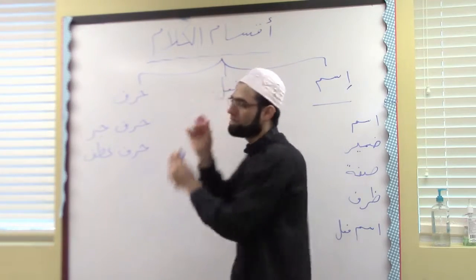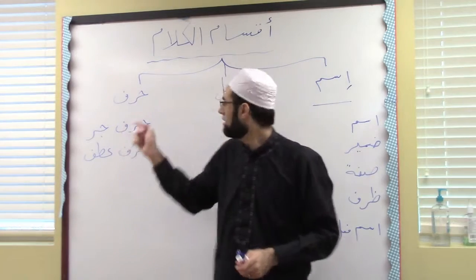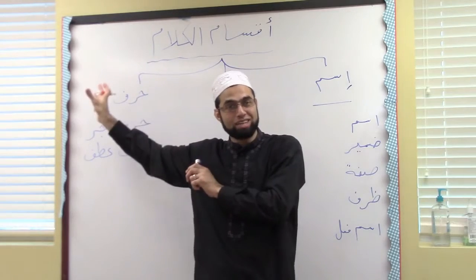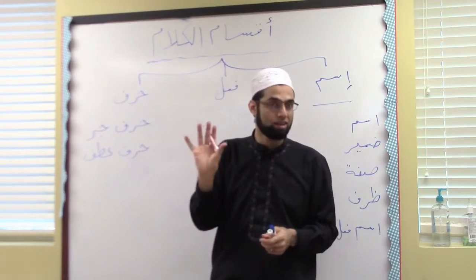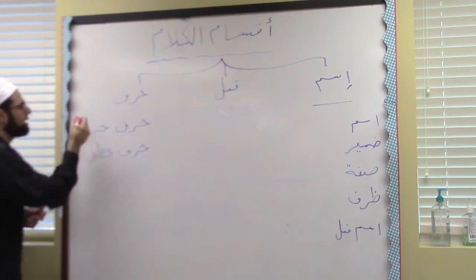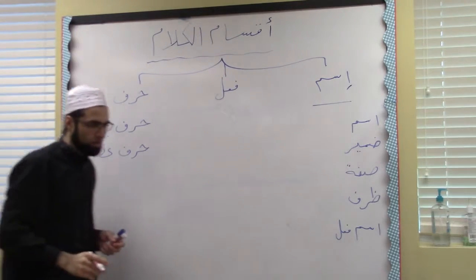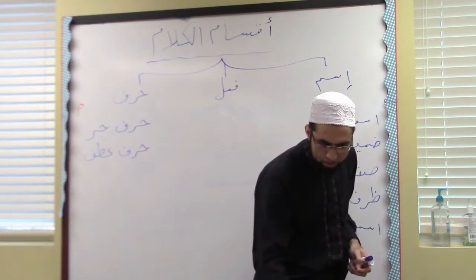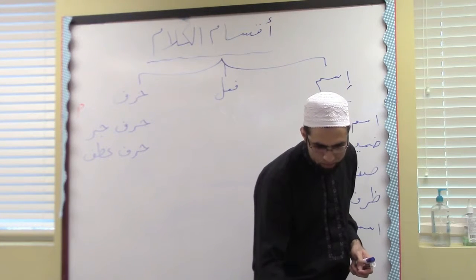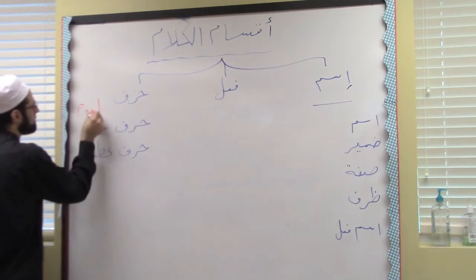So when we said what is the smallest unit in a language, we said what? Harf, which means what? A letter. In that context, the word harf meant a letter. In this context, we cannot say a letter. What should we say? Article. Particle. Preposition. Preposition is one of the particles, right? So, particle.